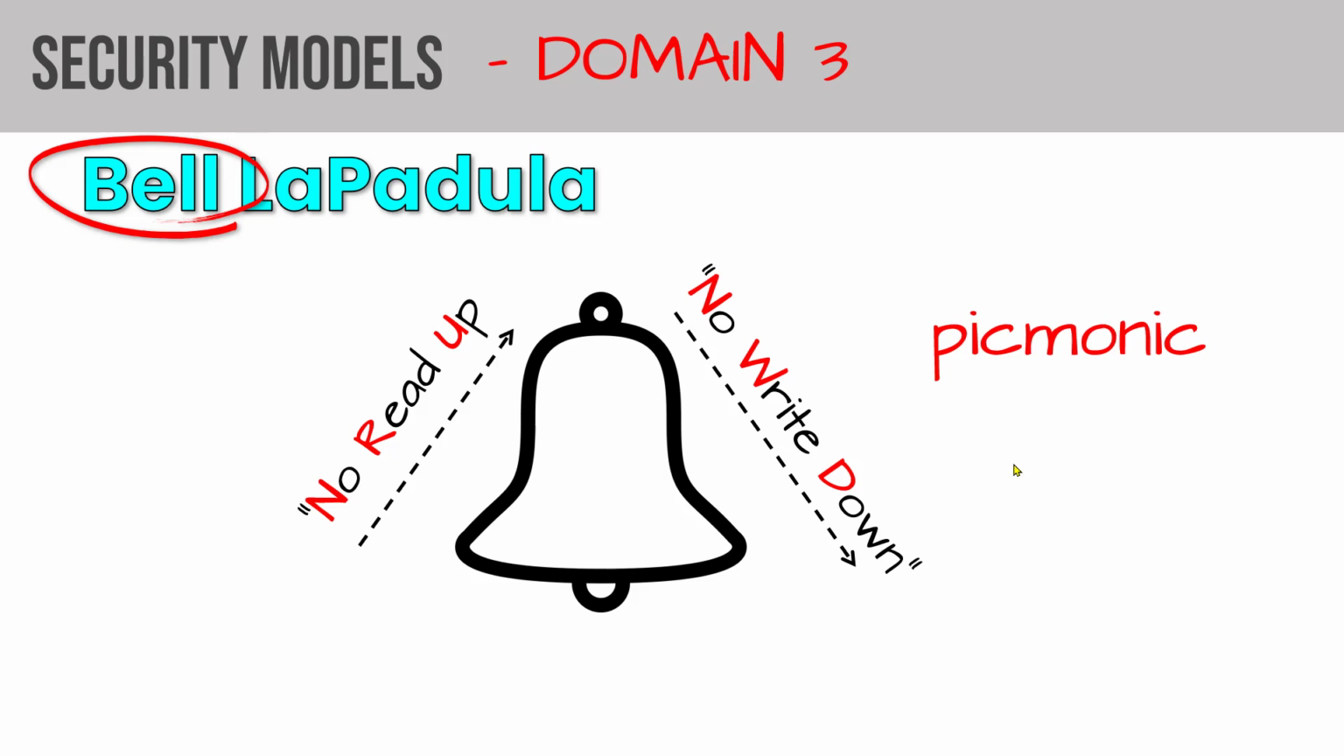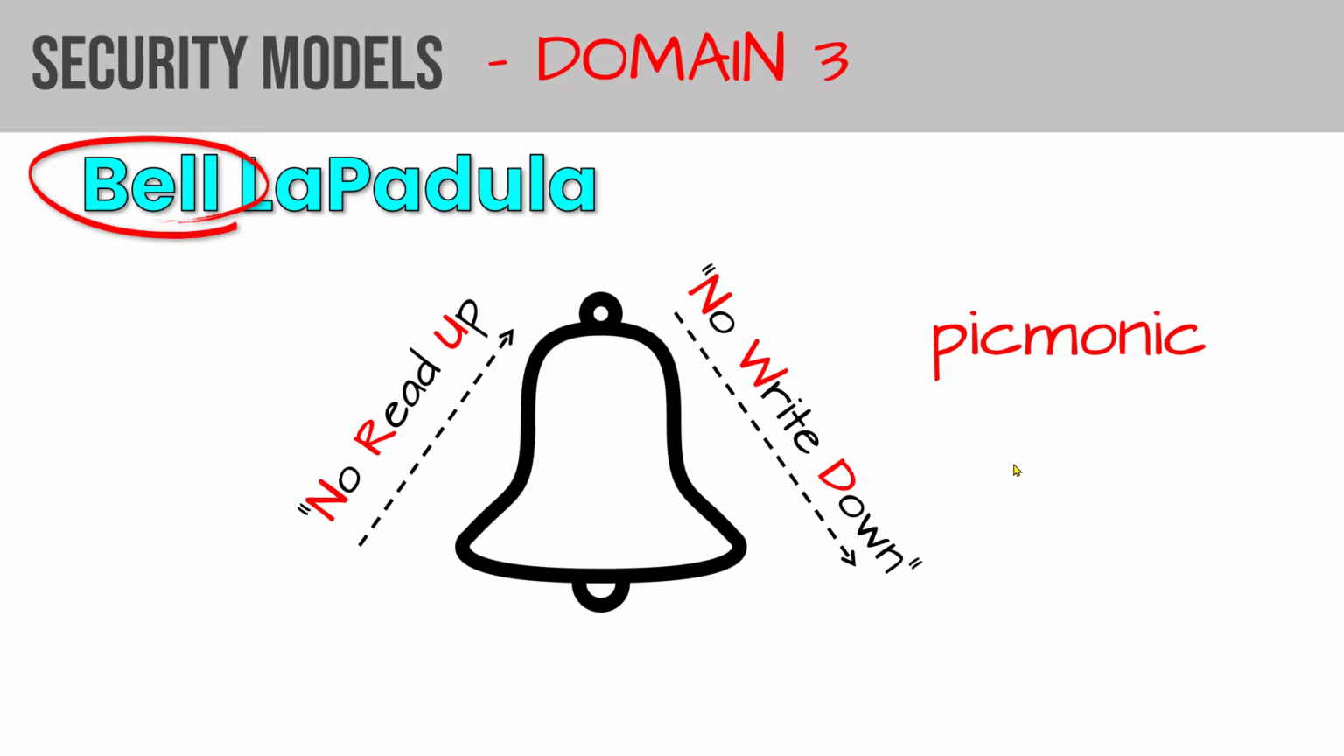In case you're curious, no read up in this model means that you're not allowed to read data that sits at a higher level of classification than the one for which you're approved, and no write down means you're not allowed to downclassify data either. In other words, to take classified data and reclassify it to a lower level.